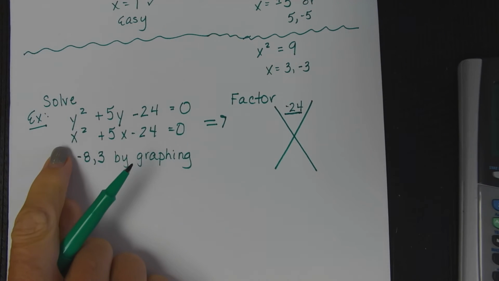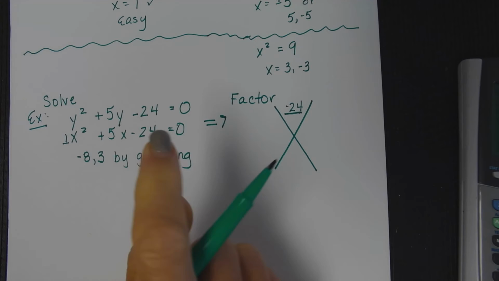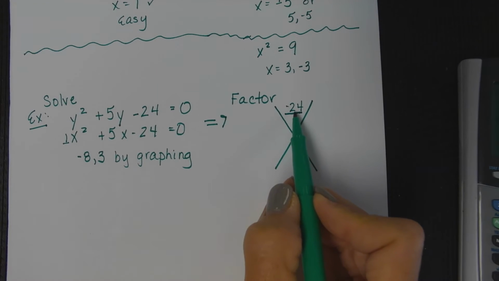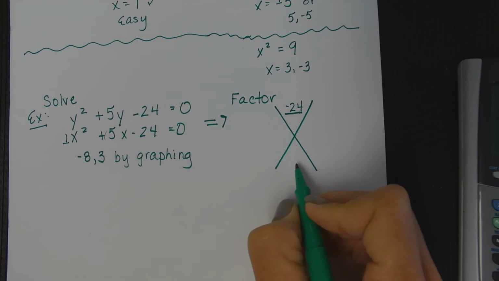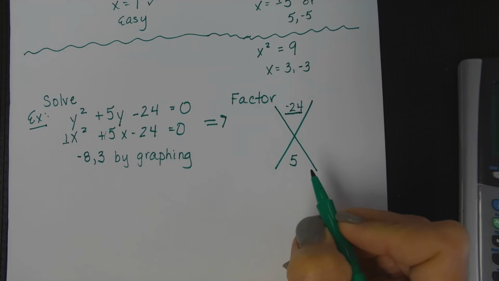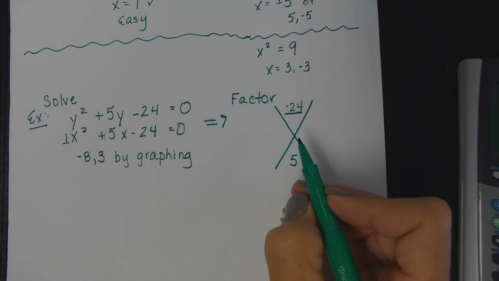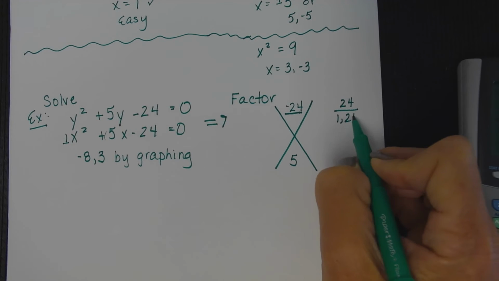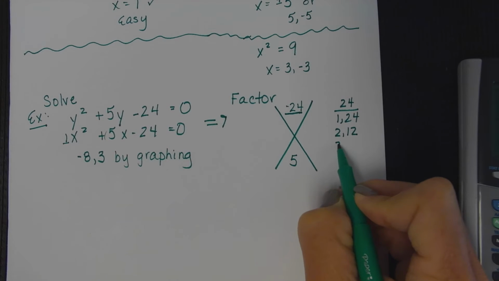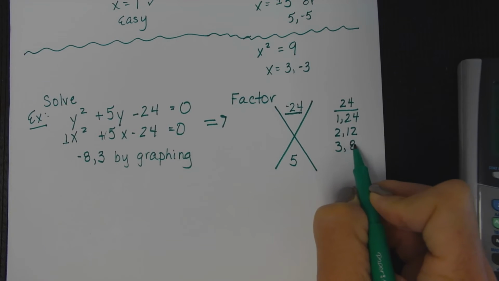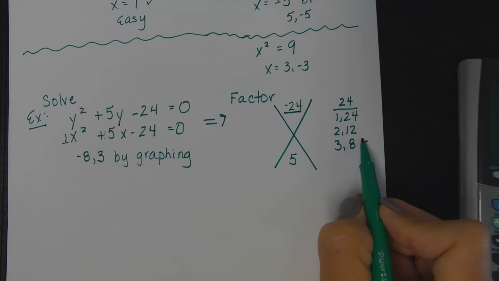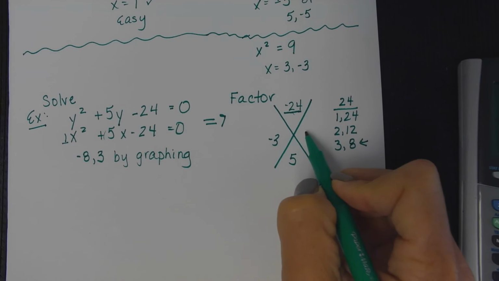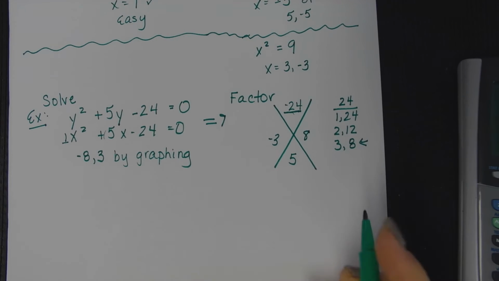Remember, you take the coefficient, which here is 1, and you multiply it by -24, which is just -24. You need factors of -24 that add up to 5. Let's go: factors of 24, 1 and 24, 2 and 12, 3 and 8. Now, it's this right here. How do I get to -24? -3 and +8. You remember what to do now?